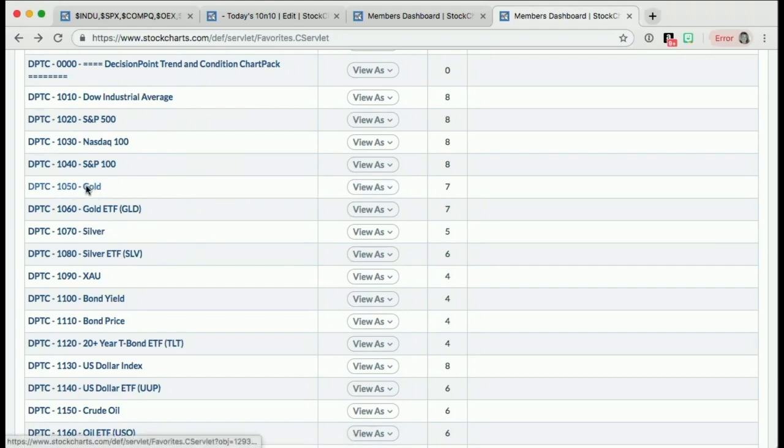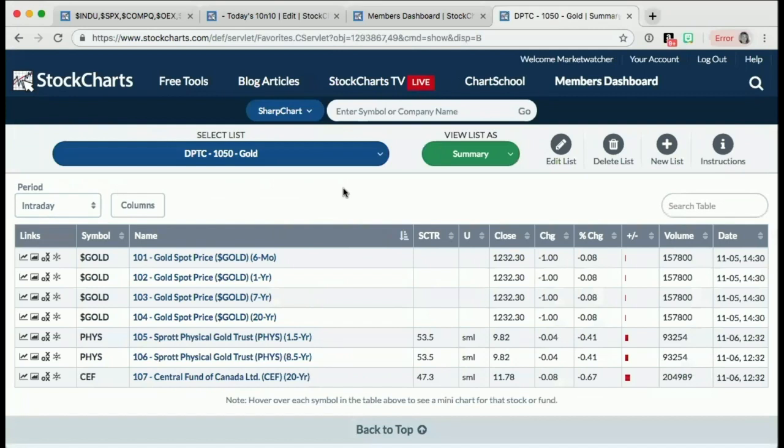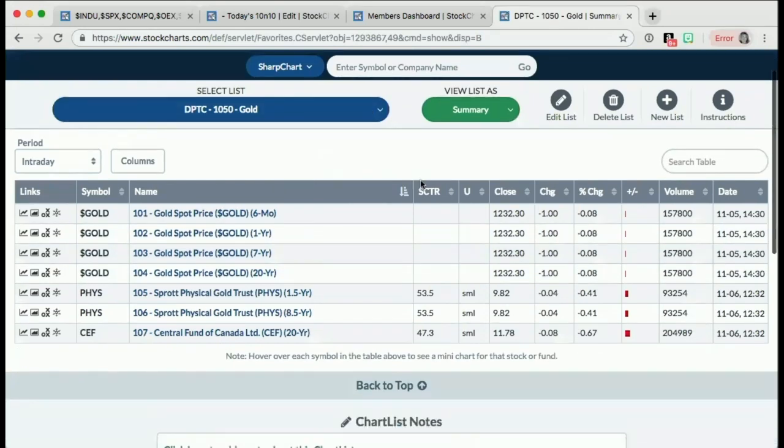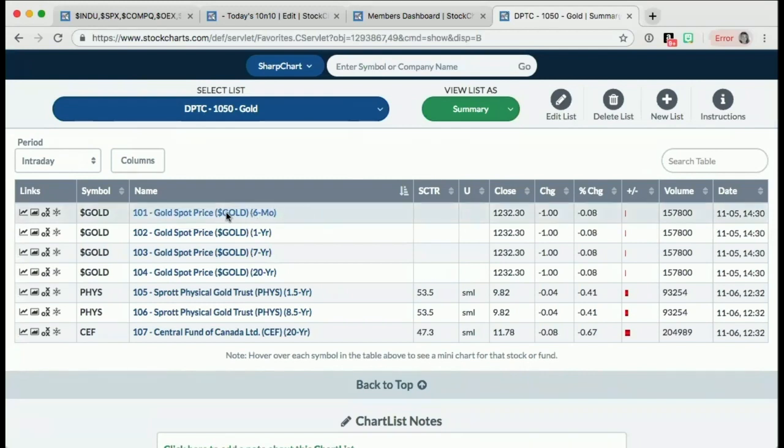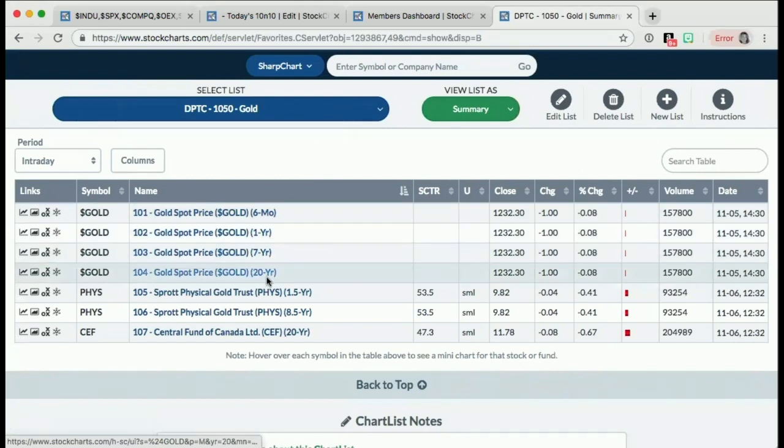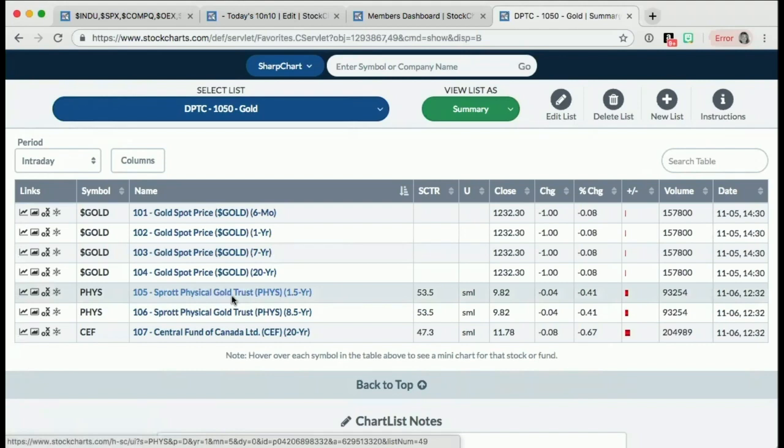So we'll start with the gold one. And I will tell you that the gold one is very similar to the GLD one, only of course this is giving us the spot price. And what we do is we already have it set up in the various time frames. And so that'll give you a good look at what's going on, as far as price trend all the way across. And then we also track the Sprott Physical Gold Trust. That's where we get our discount premium information.